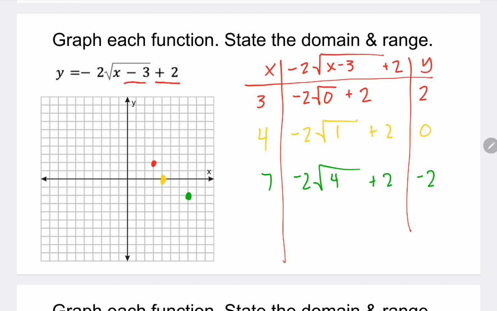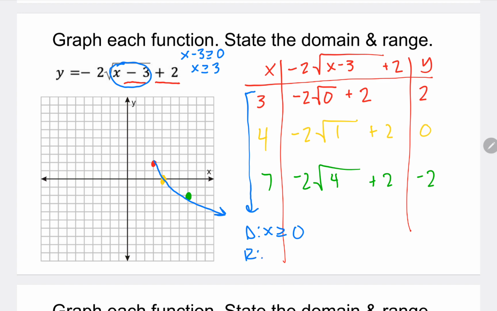And I guess I should have started with finding the domain. Your domain has to be greater than or equal to 0 underneath the radical. It is the radicand. So we know x has to be greater than or equal to 3. So this is the point that we're starting at. I could keep going and plug in more numbers that are greater than 3, but I've already kind of got my curve from there. So our domain is x is greater than or equal to 3. I should have done that first.